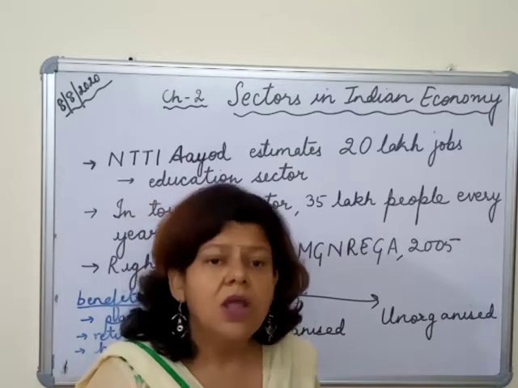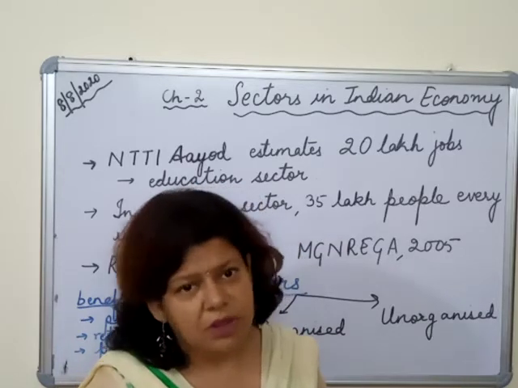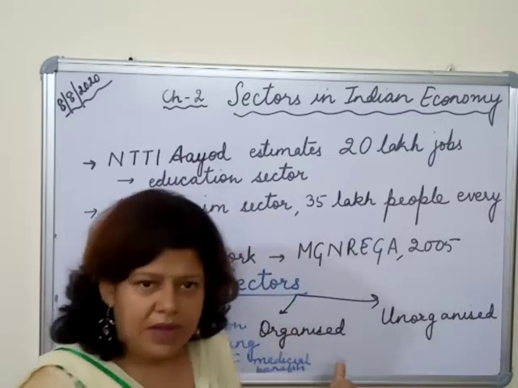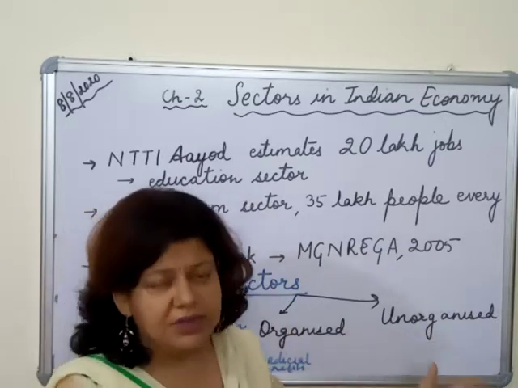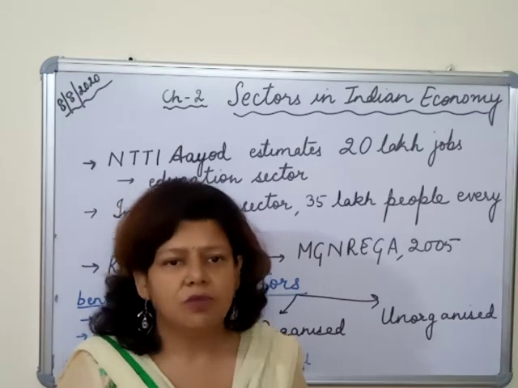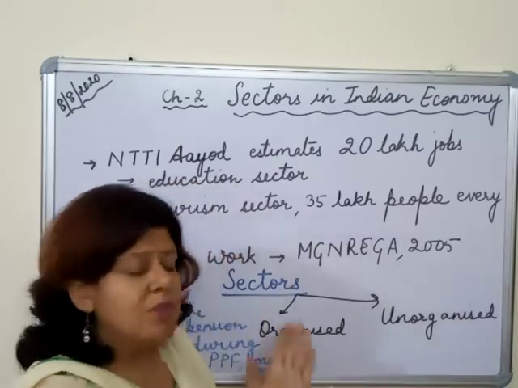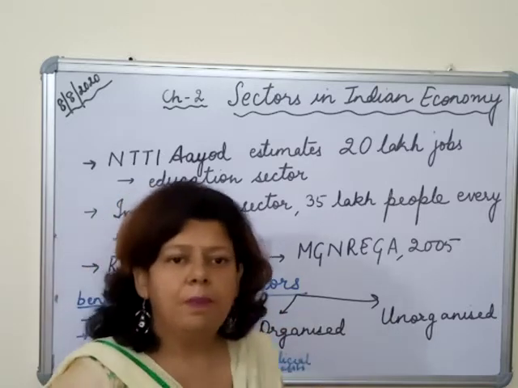Now we'll come to the sectors. If the government is saying that the farmers are getting employed, there are two sectors in which people are getting employed. One is the organized sector and one is the unorganized sector. First we will do the case study which is in your book. I will discuss two cases, then we will study the benefits of people working.